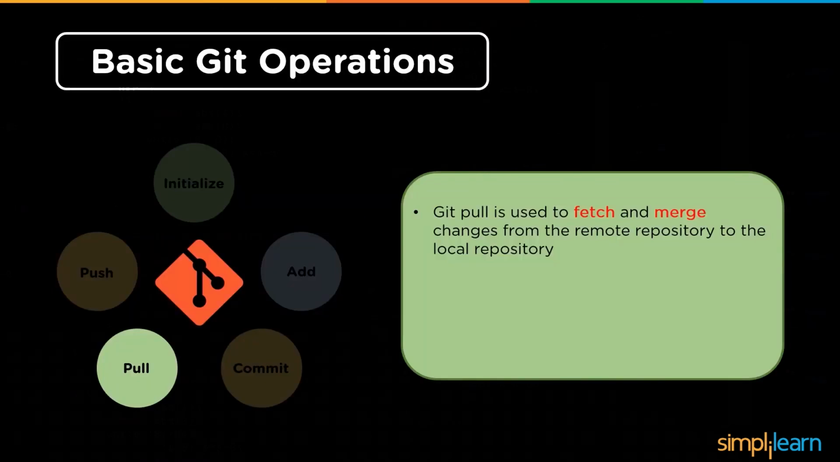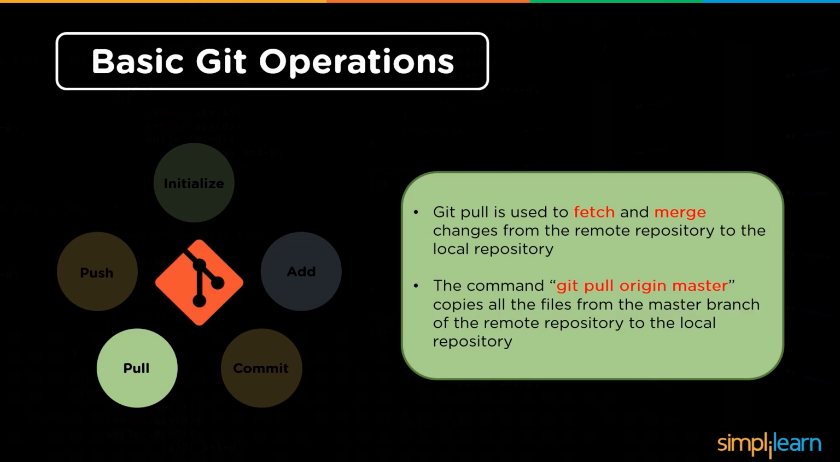Then the next operation is pull. Pull is used to fetch the latest updates from the remote repository and then merge those changes back into your local repository. The purpose of taking updates from the remote repository is that different developers are collaborating and uploading their source code to it. So if we want to take some updates from the remote repository, that is the reason we use the git pull command, to get those changes and merge them into your local repository.